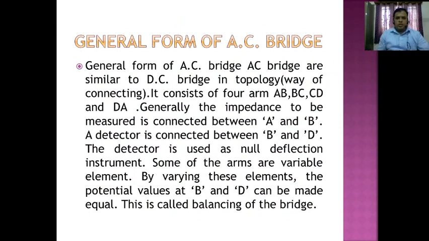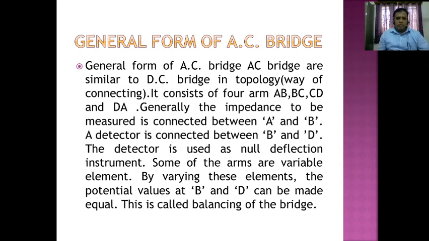General form of AC bridge. What is a general form of an AC bridge means? Generally an AC bridge is similar to a DC bridge in topology. That means an AC bridge or a DC bridge both are having the same connections, or the way of connecting is same for both of them. Now it consists of four arms AB, BC, CD and DA. We all know that AC bridge works on the AC supply, and DC bridge works on the DC supply. Now generally there are four arms here AB, BC, CD and DA.